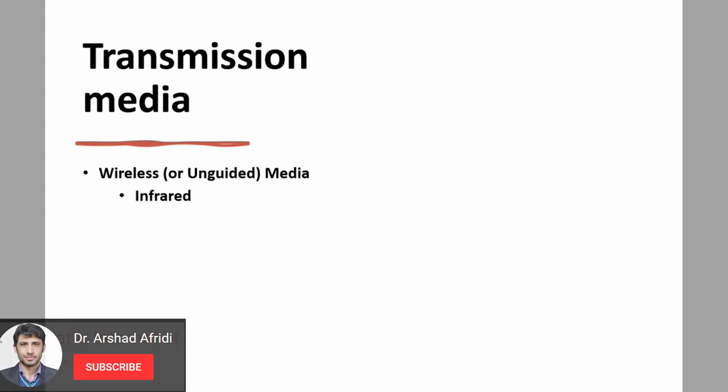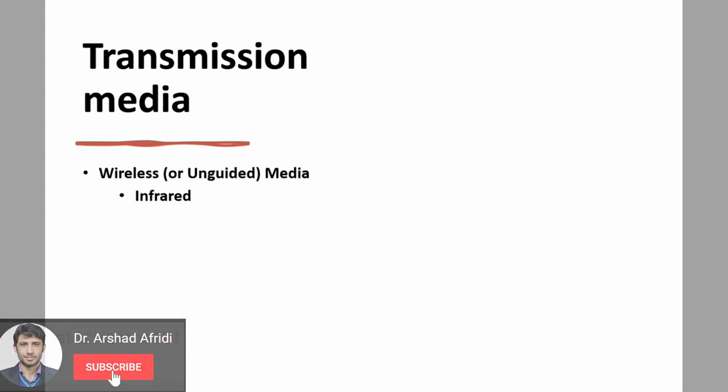Then the other media is wireless media. One is wired or guided; the second is wireless or unguided media. What is the difference between guided and unguided? Wired means you tell the signal this is your path, go this way. Unguided means it just spreads in some direction, and you know which direction gives you a good result. That's why wireless is called unguided media.